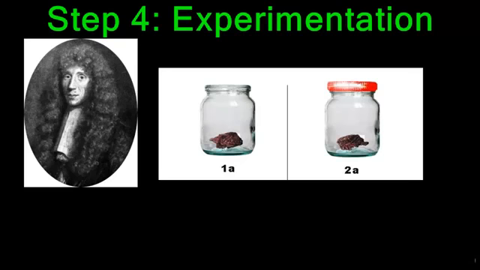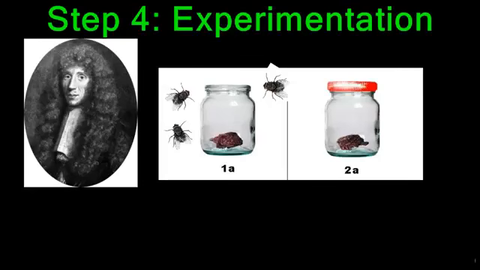Step 4 is when you actually test your hypothesis by conducting an experiment. In Redi's case, he set up 2 jars. Both had pieces of decaying meat inside. The only difference between the jars is that one had a cover and the other did not. The one with no cover would attract flies to the meat. So each of these 2 groups are referred to as an experimental group and a control group.